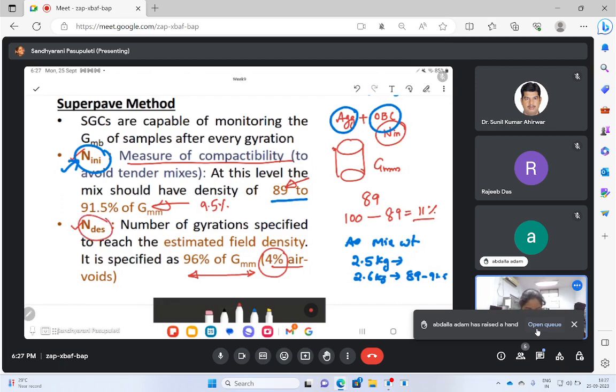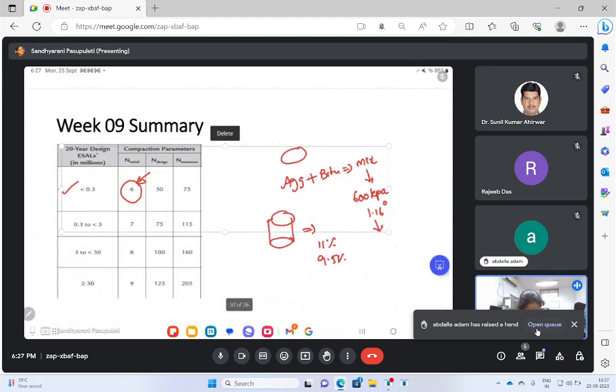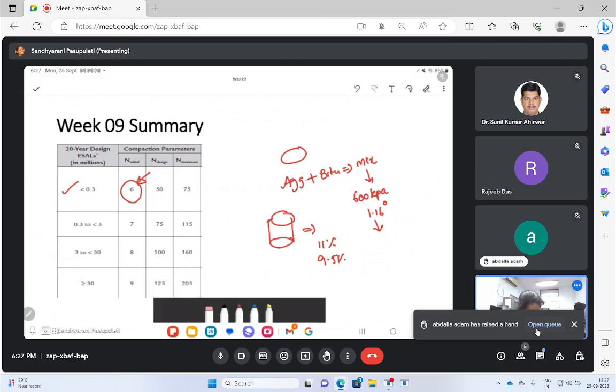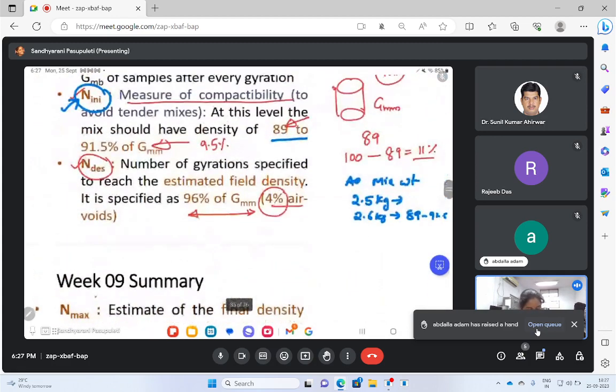So at N design, let us say previously we have selected less than 0.3 MSA and N initial 6. Now what is the N design specified for that particular traffic? It is 50. So for the same aggregate and bitumen mix, we use 50 gyrations and try to compact, then we will calculate the air voids. How do we calculate these air voids? For the specimen we will calculate the GMB and the GMM. GMM minus GMB by GMM will give the air voids. If those air voids are 4%, that means our mix is satisfying the 96% of GMM.